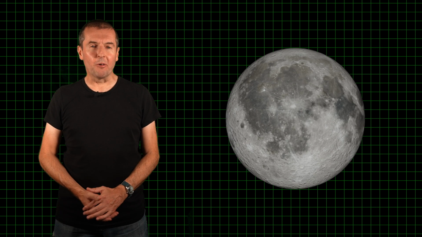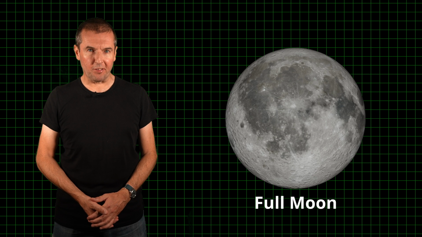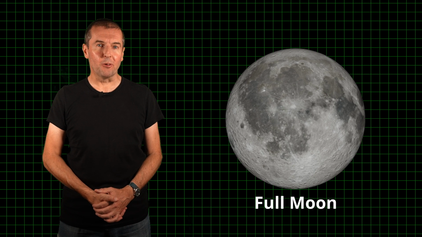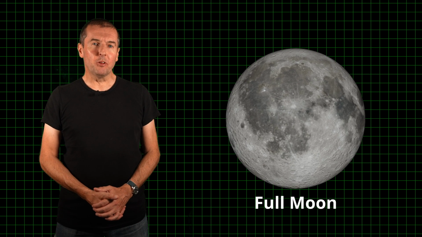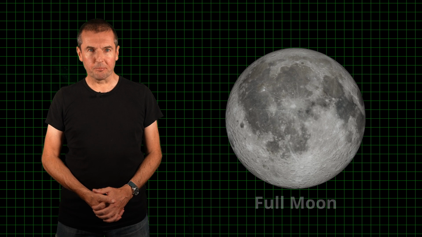Let's start with an easy one, a full moon. The largest and brightest objects in our night sky, a familiar sight to us all. We get a full moon every 4 weeks, so about 13 of them each year.